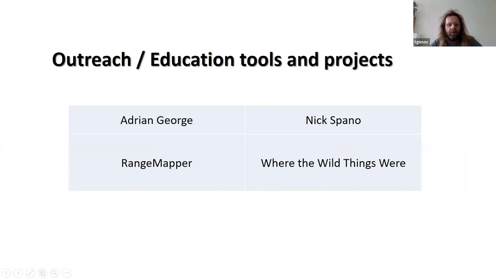Here, we had two talks, which I would summarize under the heading of outreach and education. That was the look at the current developments of Range Mapper and this beautiful webpage with animations and links to the Neotoma webpage of where the wild things were, which I find very inspiring in terms of potential outreach projects that could be done with other proxy data as well. And everyone loved the Range Mapper, of course, including me.